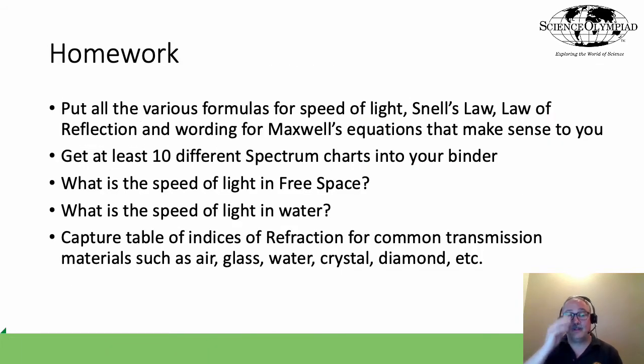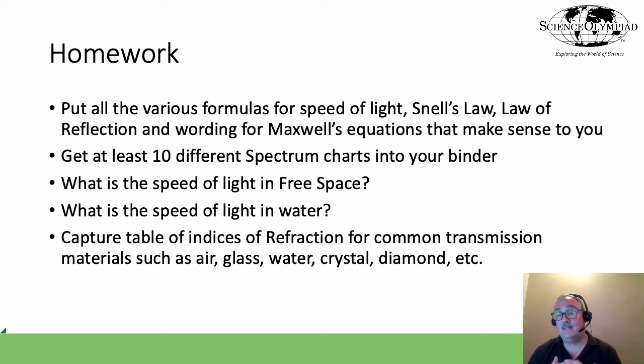So let's talk about homework. I would like you to put all your various formulas for speed of light, Snell's law, law of reflection, critical angle, etc., and the wording for Maxwell's equations that makes sense to you. Here's why I mean the wording for Maxwell's equations. You're going to look at some of the descriptions of Maxwell's equations, and they don't make any sense at all. Look for a different one.